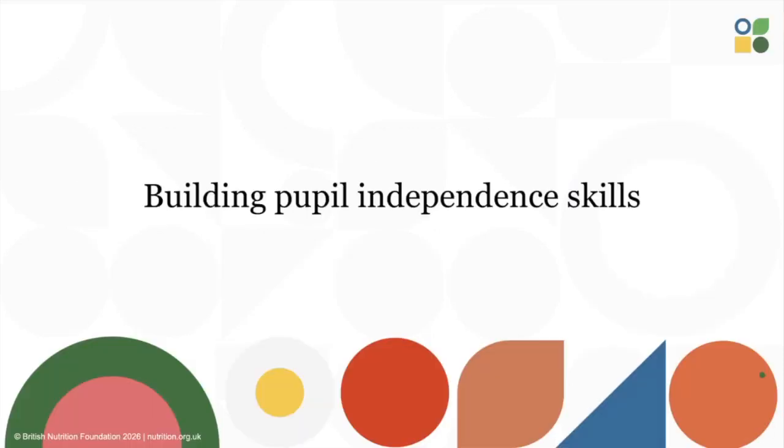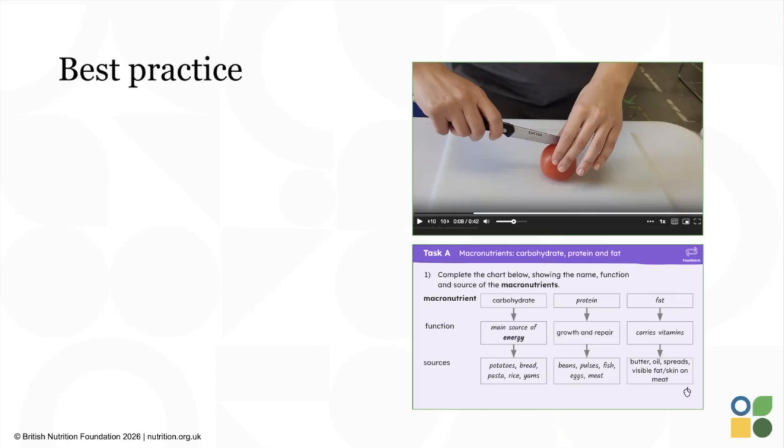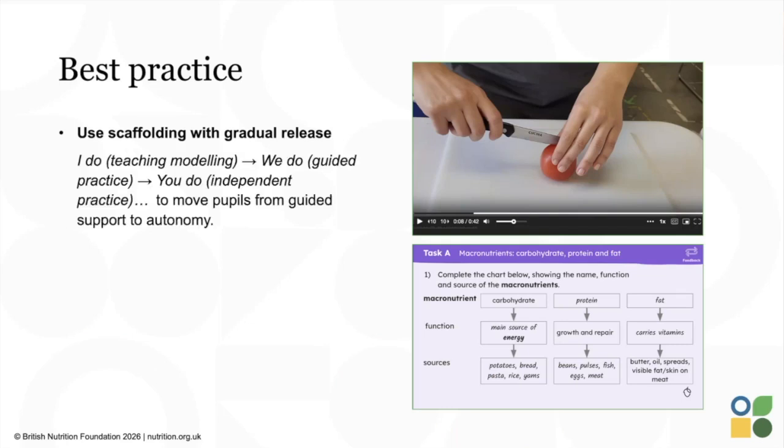So what about building that pupil independent skills? What does that look like? Well, you've got that use of scaffolding with gradual release as you go through. Remember, we talked about I do, so teaching model. So watch me, I'm going to do this. I'm going to show you how to use the bridge hold here.